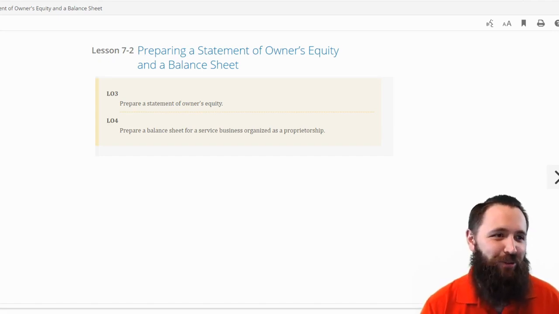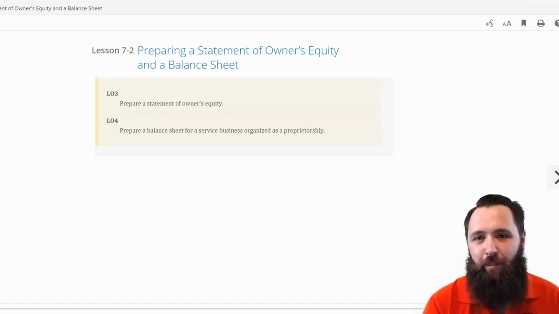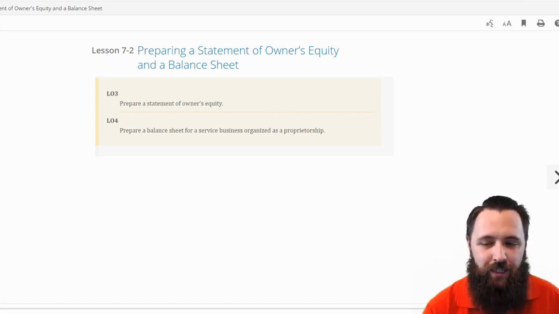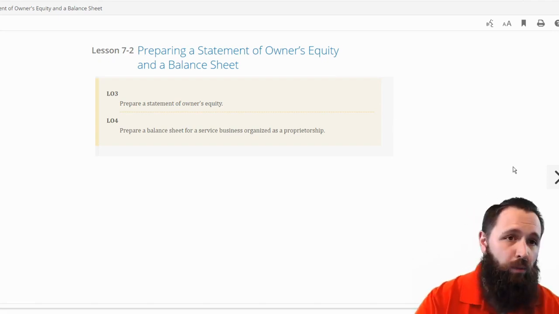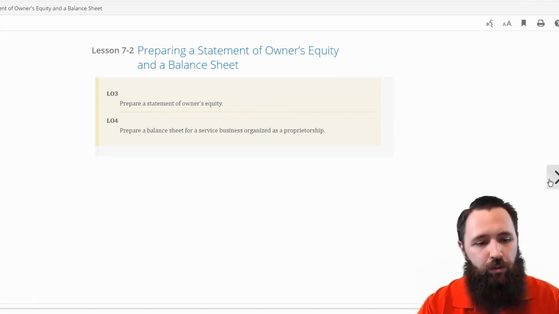If there's going to be something wrong on the test, it's going to be our owner's capital when we're preparing our balance sheet, because we didn't take into effect the statement of owner's equity. So I'm just trying to precursor this: the statement of owner's equity, you'll do it on the homework today, but when it comes to the test, you won't actually do it, but you'll still need to know how to complete it.